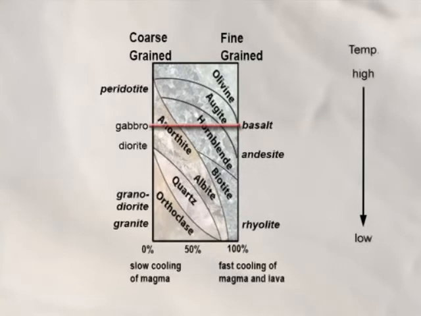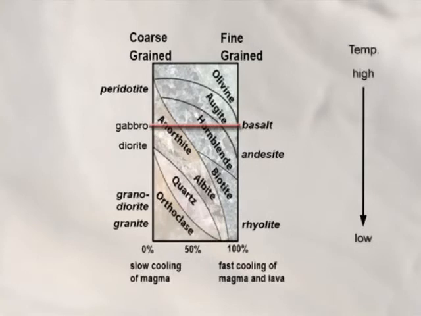But note, if you go all the way across to the other end of the line, there's another rock on the coarse-grained side called gabbro. Now, what's the significance of that? Well, the significance of that is that gabbro and basalt have the very same compositions. What's the difference?